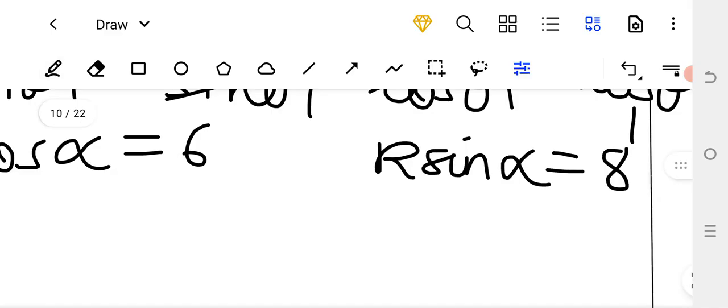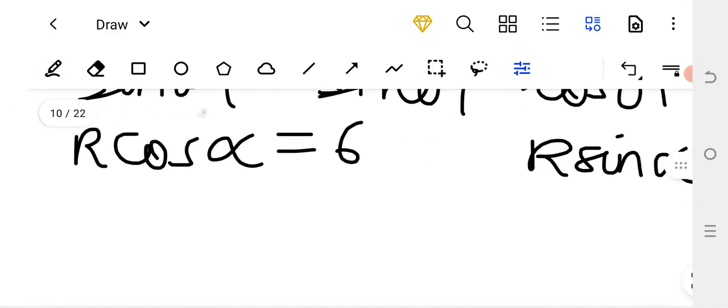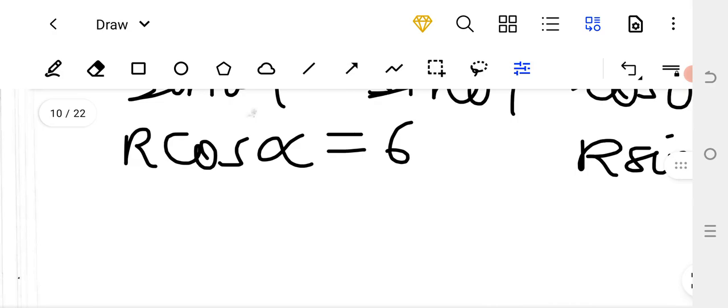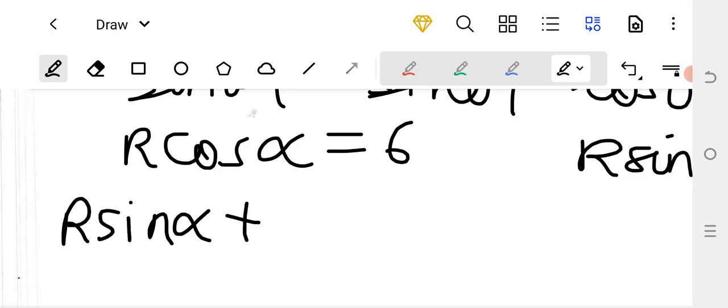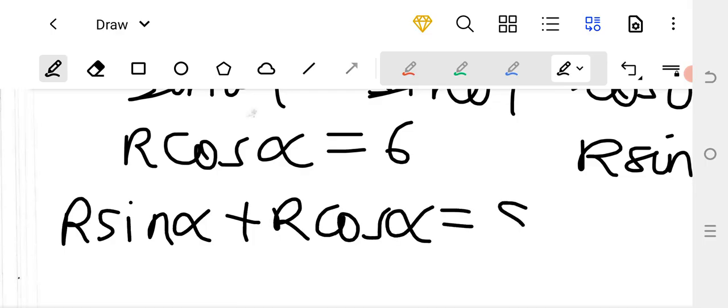After finding our r cos alpha and r sine alpha, we are going to add them. So we are going to say r sine alpha plus r cos alpha is equal to 8 plus 6.